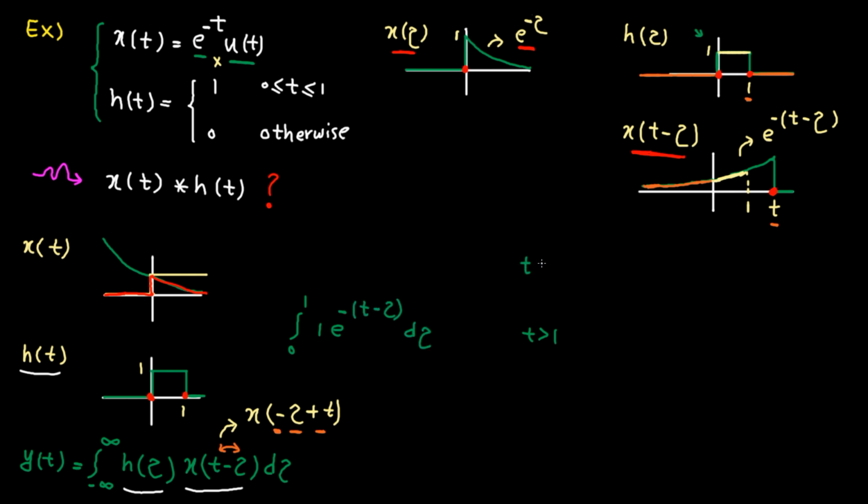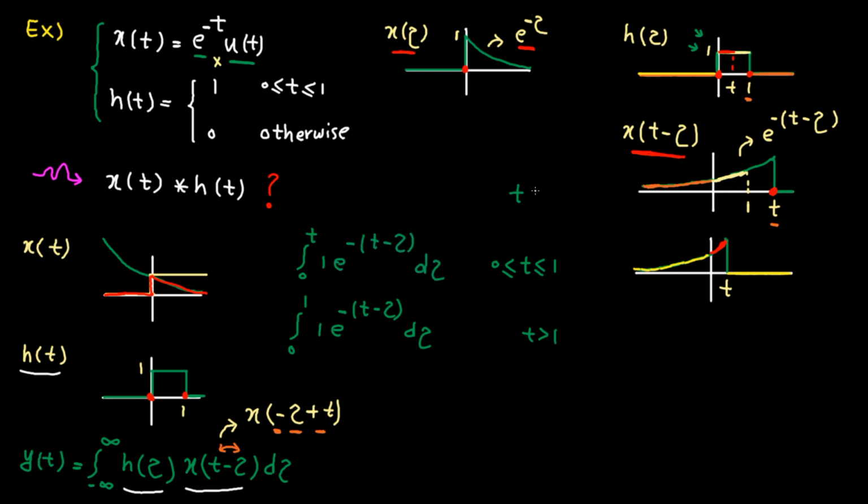The second scenario is when t is between 0 and 1. Let me plot this scenario. Again, t is between 0 and 1. For this case, the tail here is multiplied by 0 and all the points beyond t are 0. Therefore, between 0 and t is the only place that the product of x and h is non-zero. The integral is from 0 to t. h is 1 and x is the exponential function in this interval.